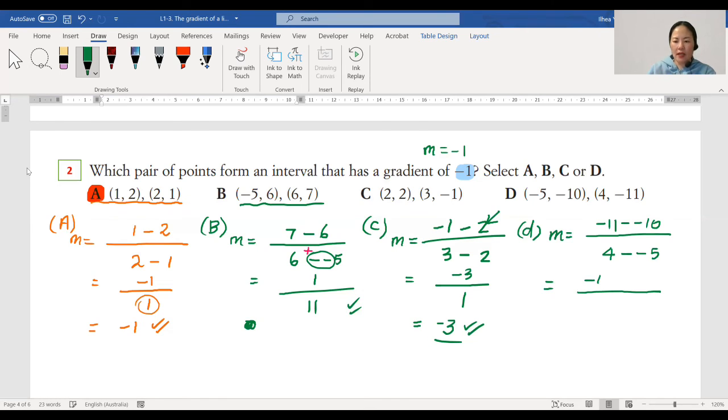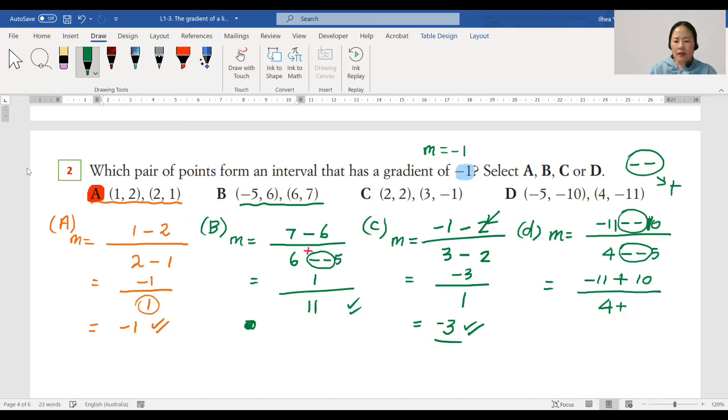What's on the top? -11. Now, what happens to the negative? It turns into positive. Yes, positive. So I just put positive and then I put 10. Is it okay, Alia? Yeah. And then what happens on the bottom? 4.